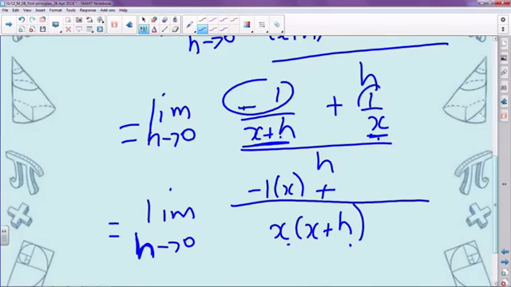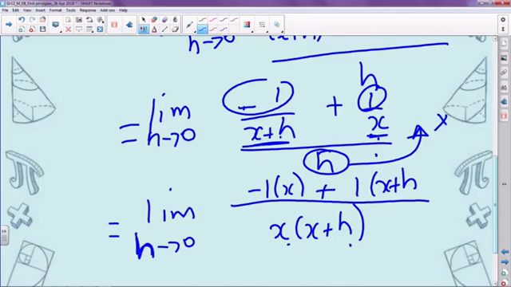Plus, I need to multiply the 1 by the denominator x plus h. And then you notice this was all over h. So yes, I can write over h again, but I'm adding in extra steps, because this divided by h, remember, division is just another way to write multiplication. So dividing by h is the same as saying multiply by 1 over h.